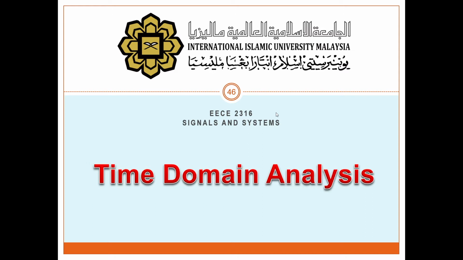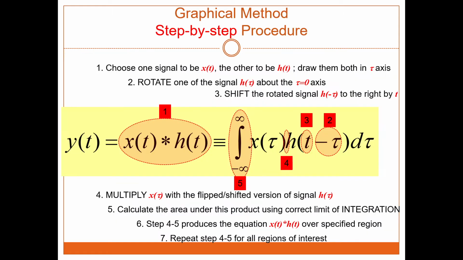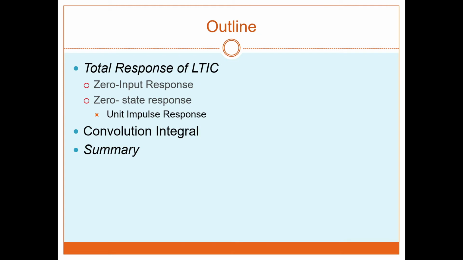Alright, so today we will continue to learn about time domain analysis. This is the third part, which is the last part. Previously we have learned about what a linear time invariant continuous system is. To know the total response of this system, we have to know the zero input response and also the zero state response. The total of these responses gives the total response of an LTIC system.